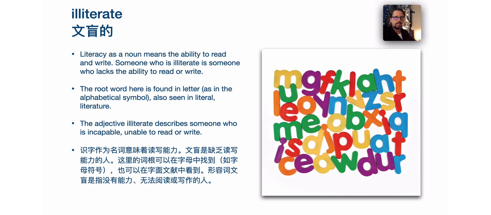The next word is illiterate. Literacy as a noun means the ability to read and write. Someone who is illiterate is someone who lacks the ability to read or write. The root word found in literate is an adjective. The root word is the same word found in letter. So literate is a base word. Letter is a related base word of this family here. Letter as in the alphabetical symbol, also seen in literal and literature.